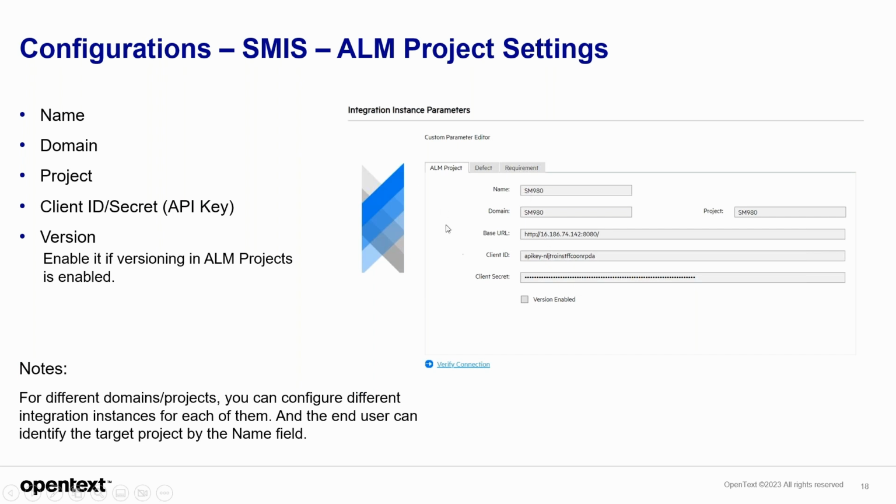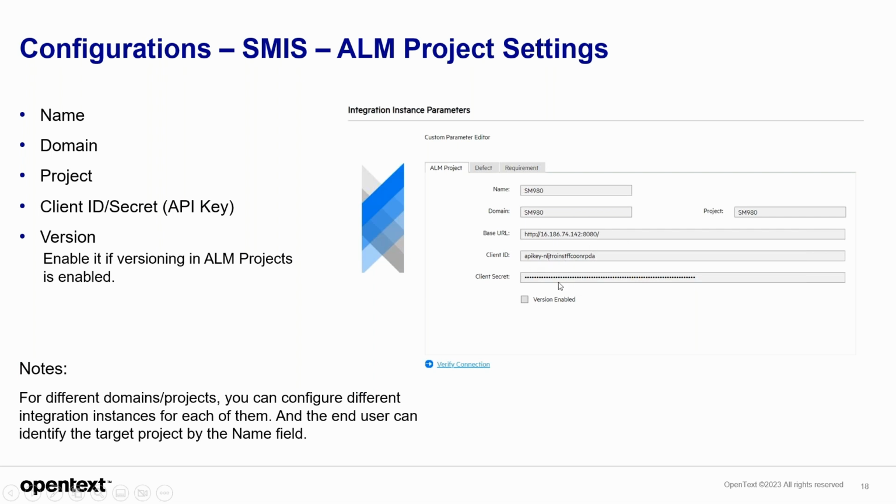First I will introduce the ALM project. Here I have the name, domain, project, base URL, client ID, and client secret. You can specify the ALM domain and the project. Since we support more integration instances, it's better to give a name for easier identification of the project. The base URL is the ALM URL.